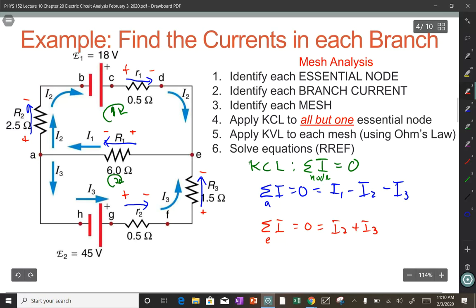What's going out? You see those are, if I multiply by -1, it's the same as the equation above. And so they're not independent equations. We need independent equations to solve the set.